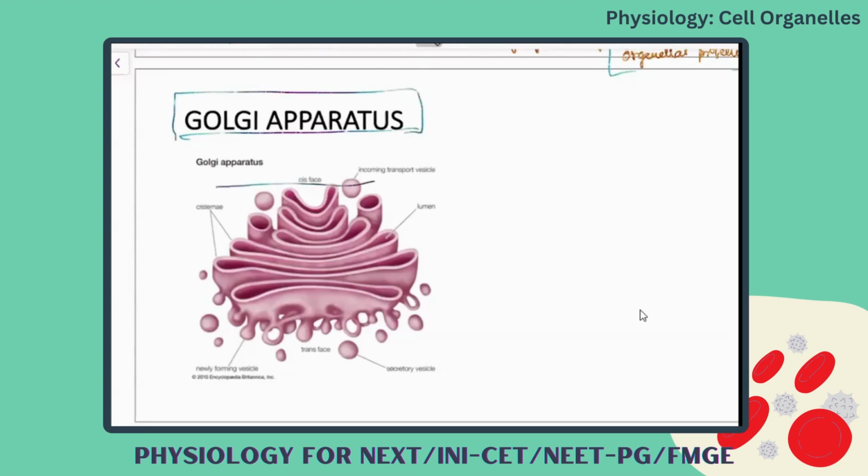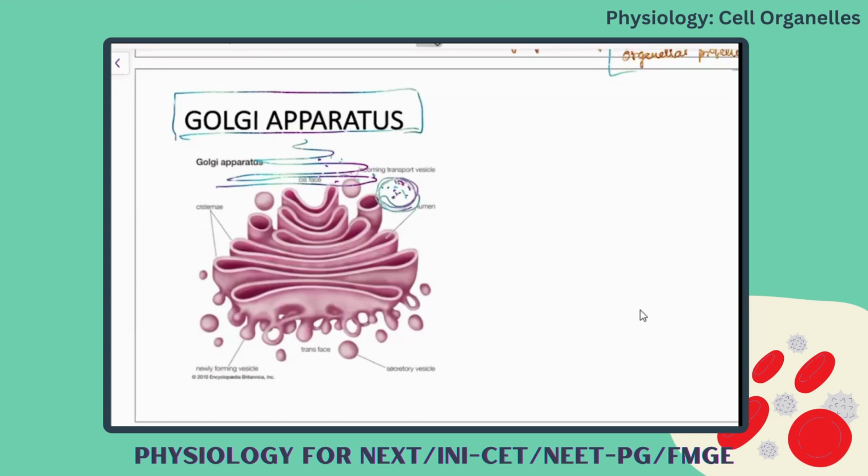So here you will have the rough endoplasmic reticulum, and it is releasing the proteins, ribosomes. Those will be packed by the structure called the Golgi apparatus. So the main function of the Golgi apparatus is the packaging of substances.